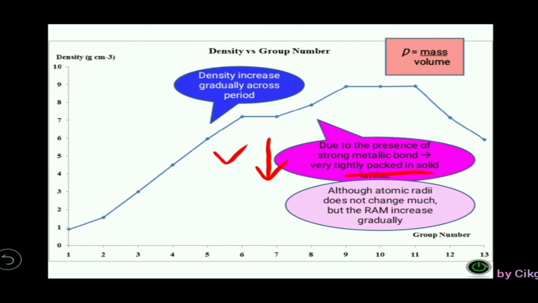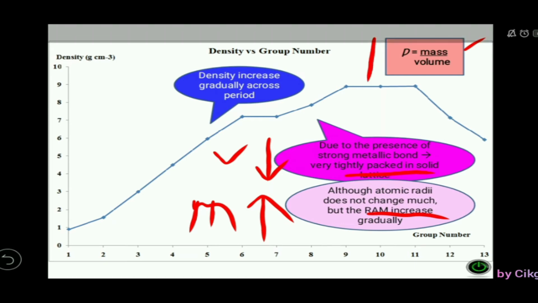although the atomic radius does not change much, the RAM, which is relative atomic mass, increases gradually across the period. Because of this increase, the mass increases across the period. That's why density increases across the period.